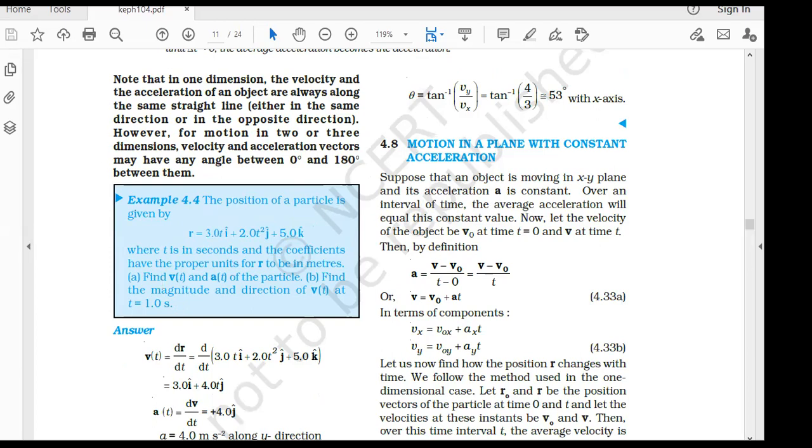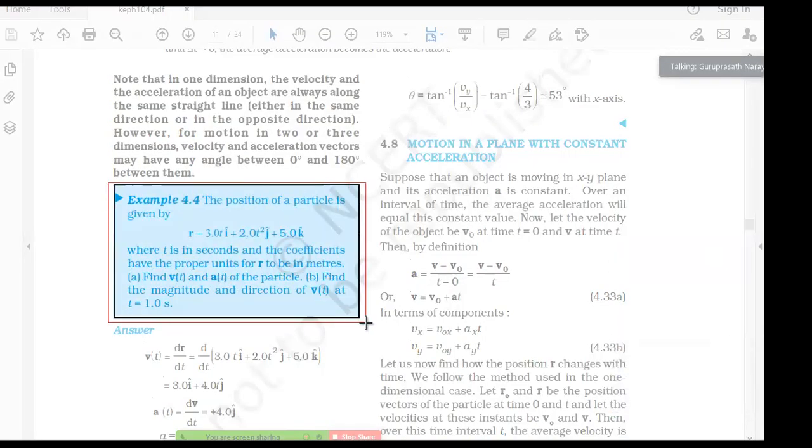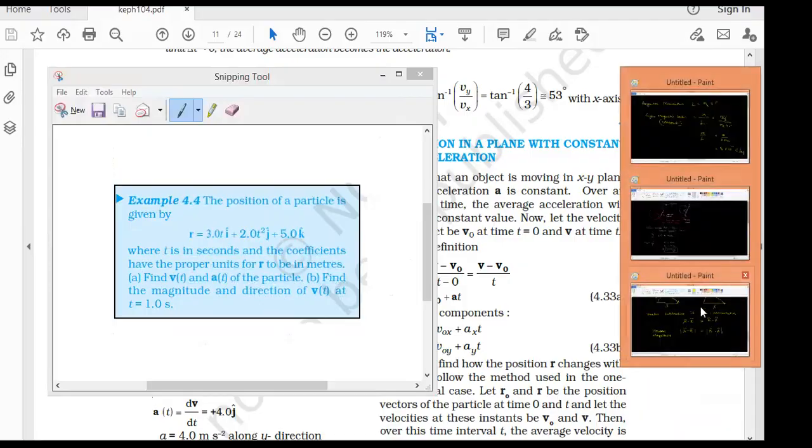Slope, sir. Gradient, sir. dr by dt. So you have to find the displacement by time taken, dr by dt. That means you have to differentiate this. Okay, so maybe we can try this simple problem. Again, these are all mathematics. If you know how to do differentiation, you can do this.